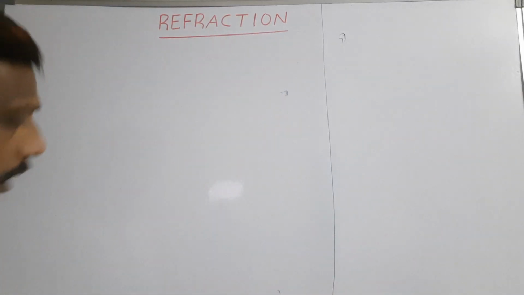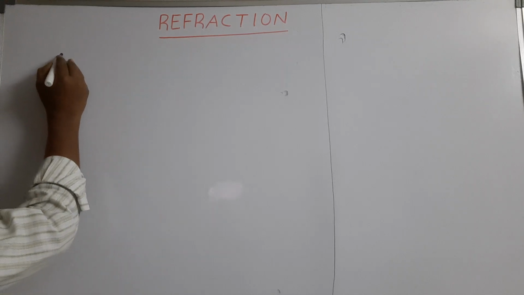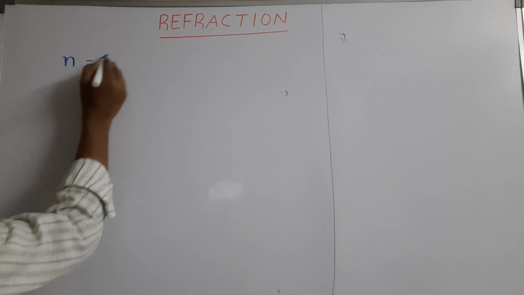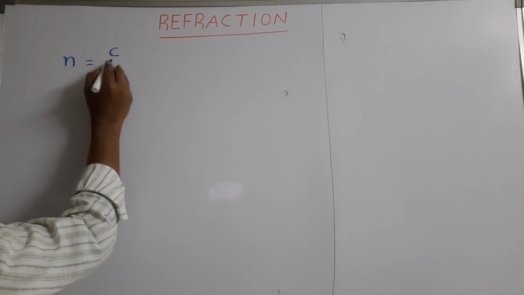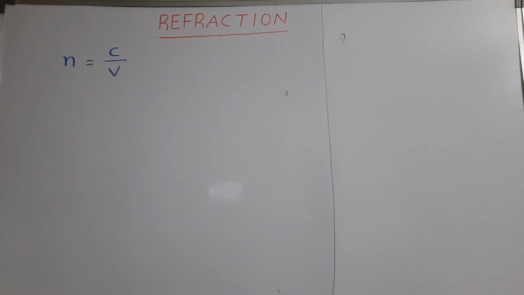Hi students, in the previous class we learnt refraction, laws of refraction and refractive index. So what is refractive index? Here two refractive indices are there: absolute refractive index and relative refractive index. Absolute refractive index n is equal to speed of light in free space divided by speed of light in a medium. We can write n is equal to c by v.